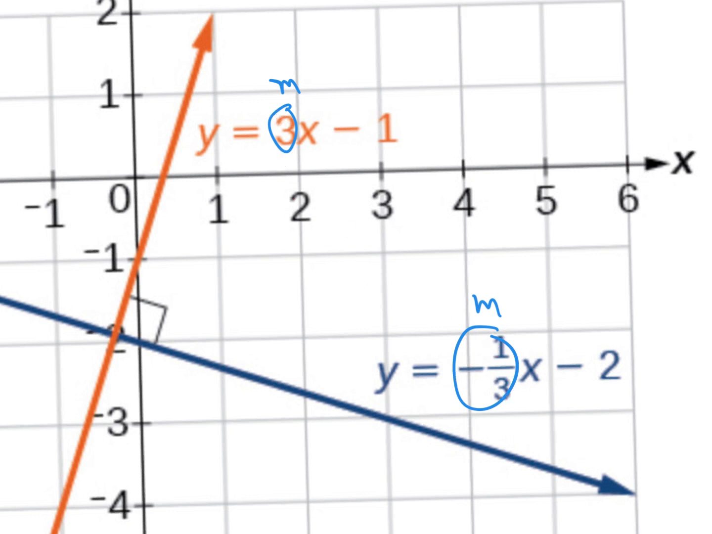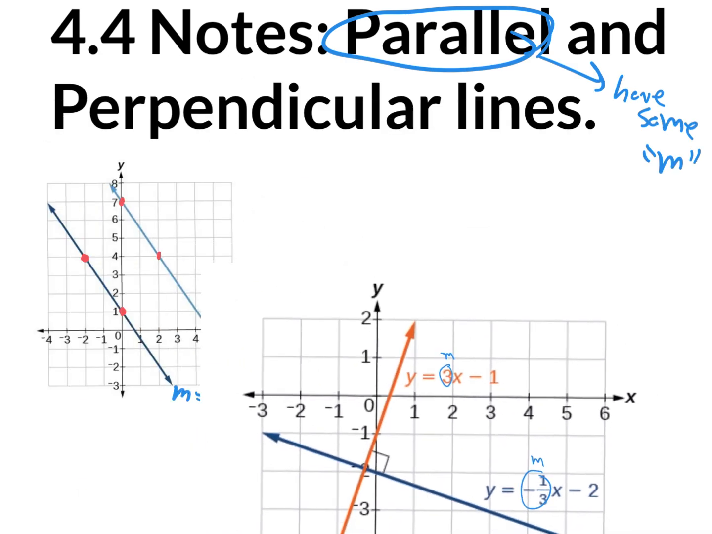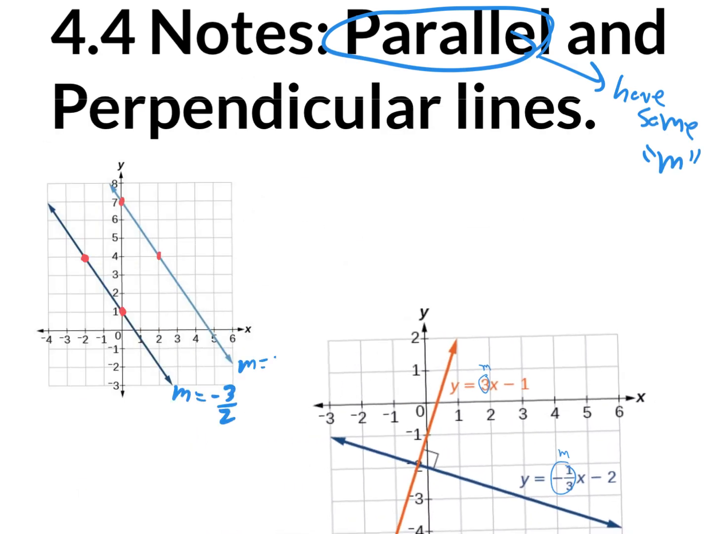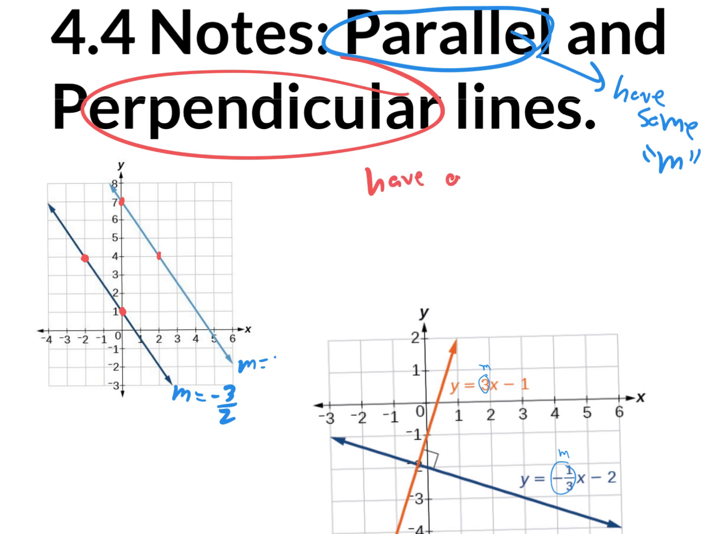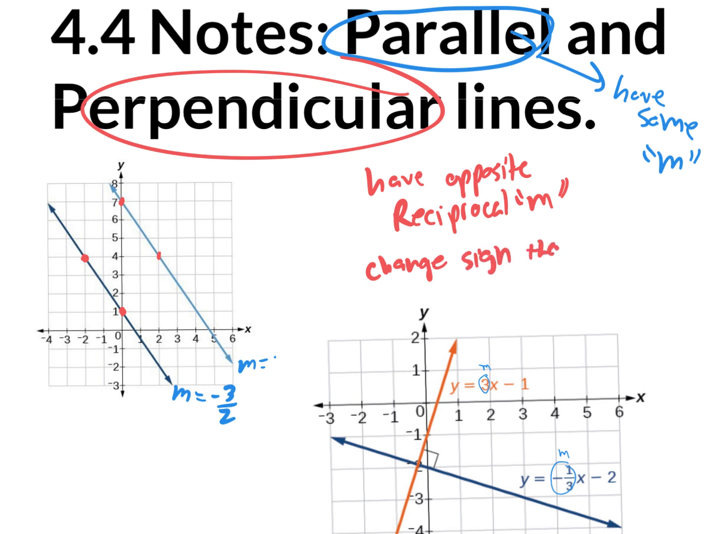So once again, let's jot that down in our notes: perpendicular lines have opposite reciprocal slopes. What the heck does opposite reciprocal mean? It means that you have to change the sign, then flip the fraction.